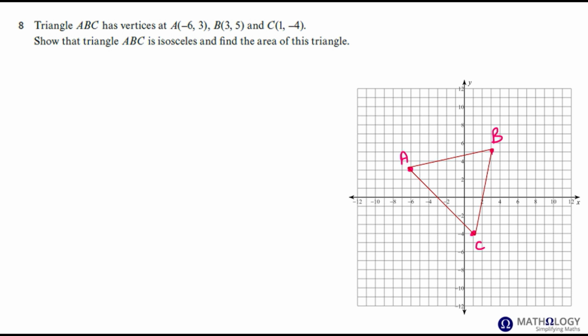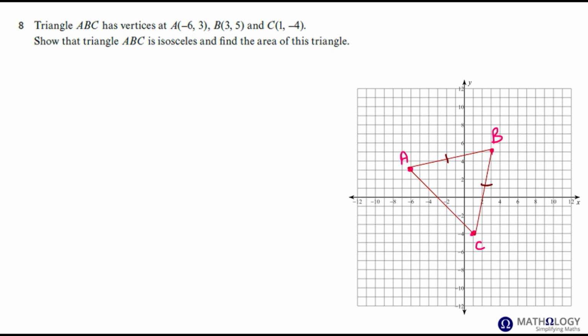Now from the diagram, it's not immediately obvious which two sides are likely to be equal. It looks to me like it's AB and BC. AC does look slightly longer. However, if you haven't drawn an accurate diagram, it's not going to be as obvious. So in that case, you would just find the lengths of AB, BC, and AC, and then just see which two are equal to each other.